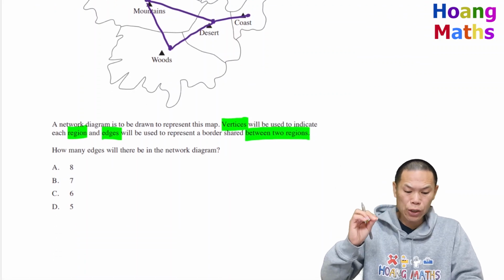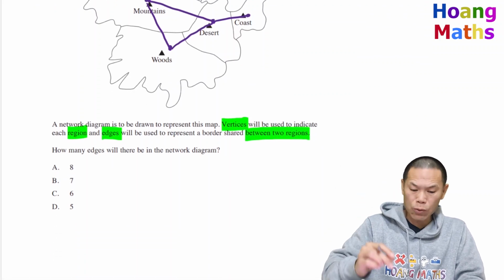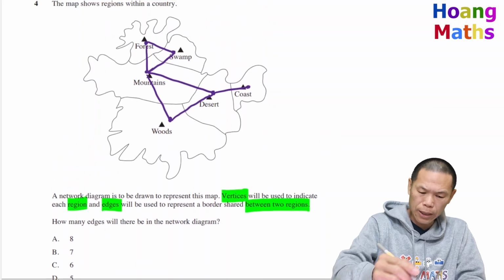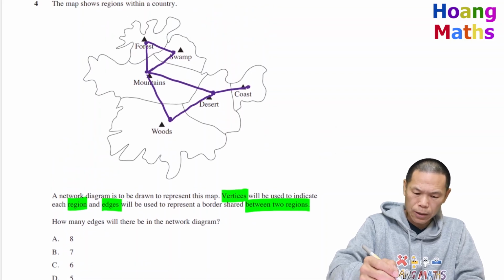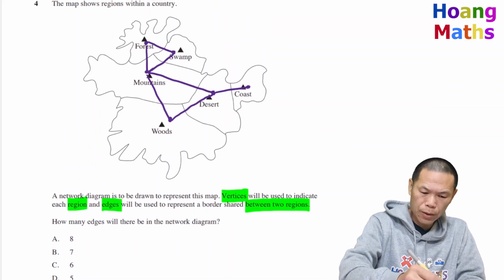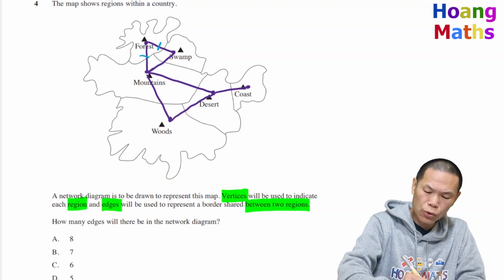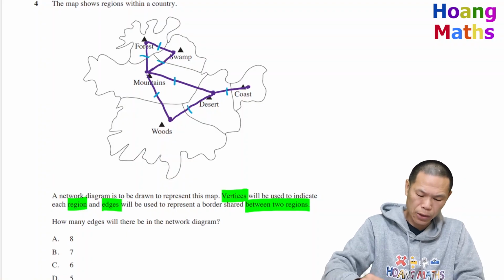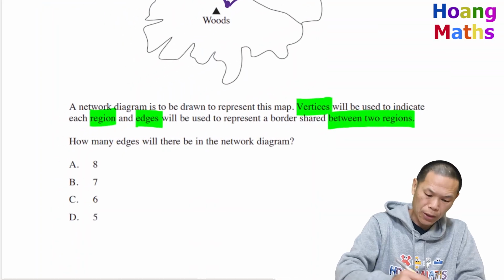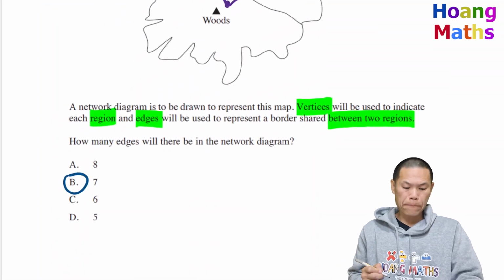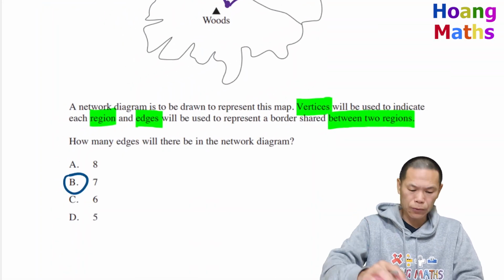So the question is: how many edges will be in the network diagram? Let's count it. We have 1, 2, 3, 4, 5, 6, 7. So the answer should be 7. So the answer should be B. There you go.